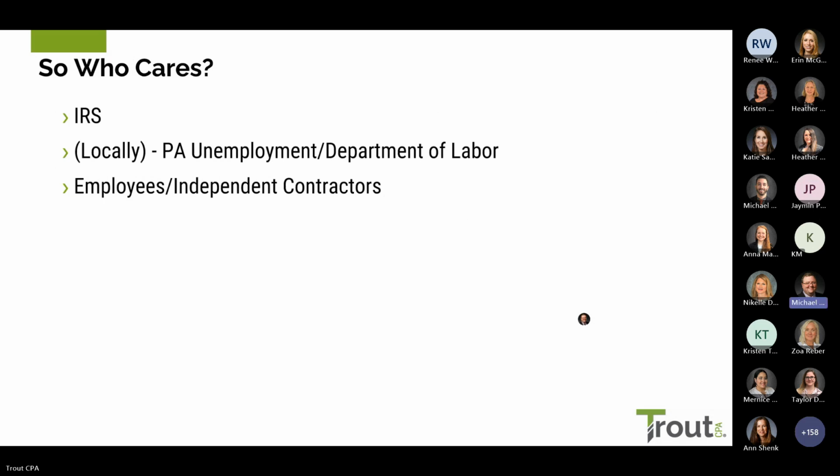The question then becomes, if it is so difficult and so case by case as to whether a worker is an employee or independent contractor, why go to all the effort to properly classify them? Who actually cares which category a worker falls under? Well, there are three main groups that care in Pennsylvania and will actively make the determination as to whether a worker is an employee or an independent contractor for you. These are the IRS, the PA Unemployment Department of Labor, and the employee or independent contractor themselves.